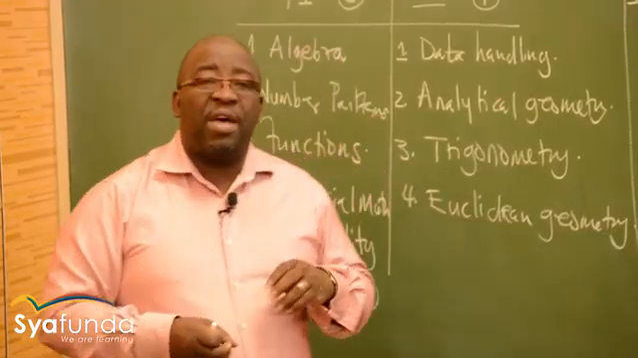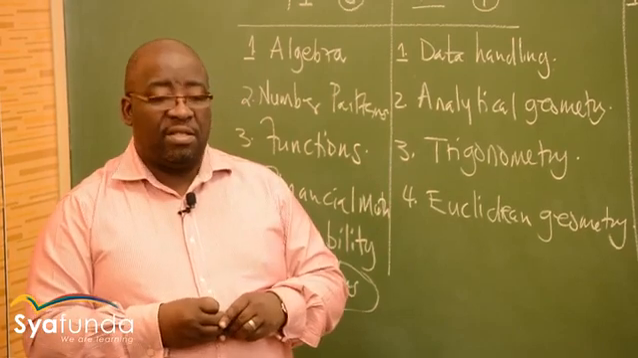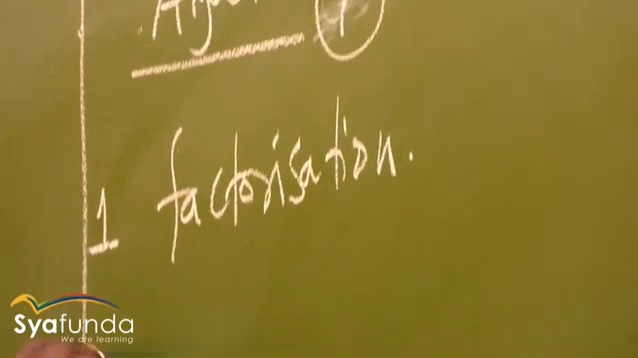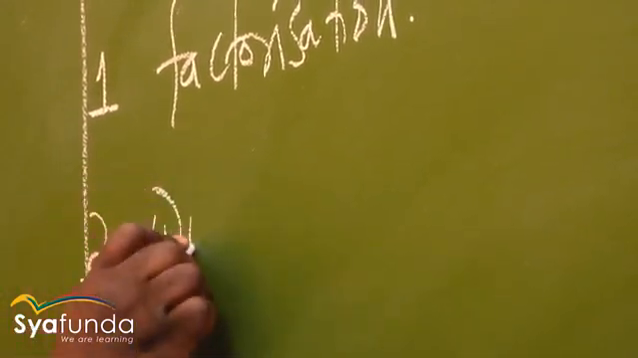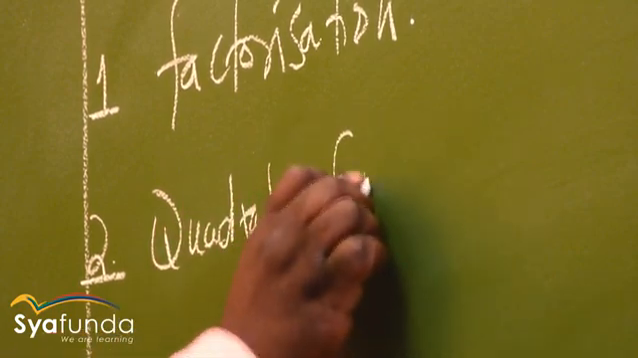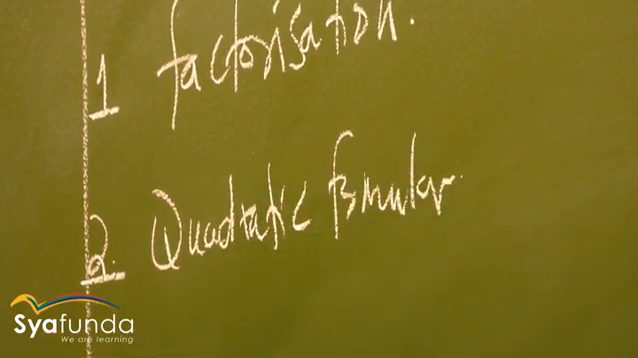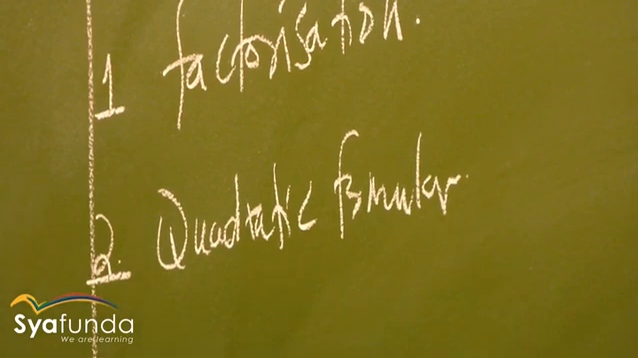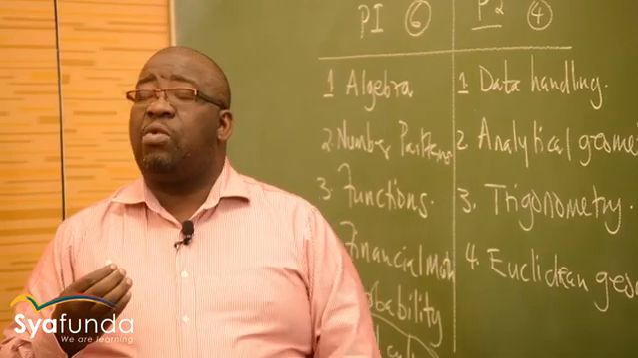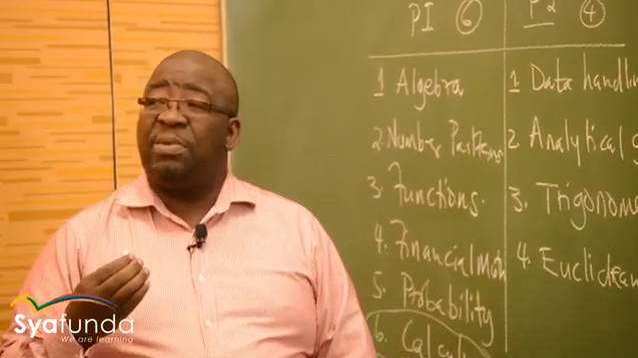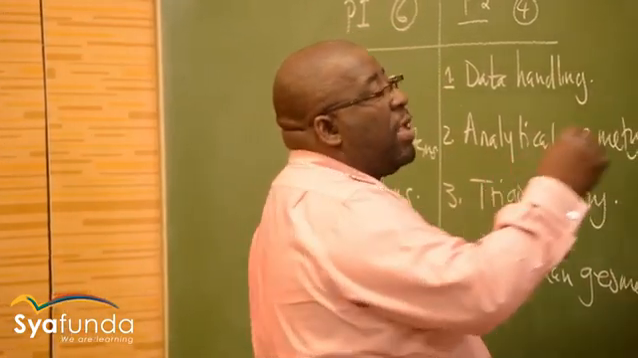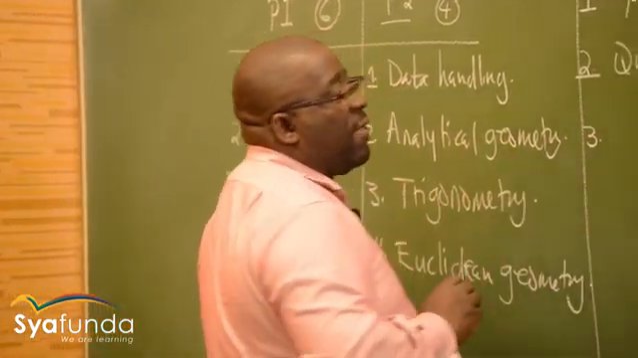But at times you'll try to factorize and you don't get factors. What is it that we use there? We use what we call the quadratic formula. That's another subtopic that I wanted to talk about. After we've done factorization, we'll be moving on to the quadratic formula. The formula is x equals minus b plus or minus the square root of b squared minus 4ac, all over 2a. That's the quadratic formula.